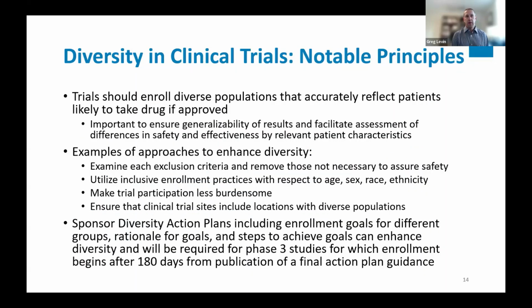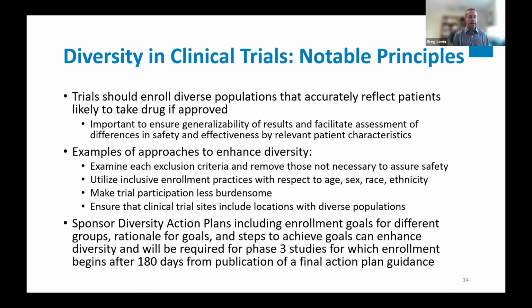So a few of the notable principles from my perspective that appear in these guidances are listed here. First, there's the general overarching recommendation that trials should enroll diverse populations that accurately reflect the patients who are likely to take the drug if it's approved. The underlying rationale is that it can help ensure the generalizability of the results to clinical practice, and it also can facilitate the assessment of differences in safety and effectiveness by relevant patient characteristics.